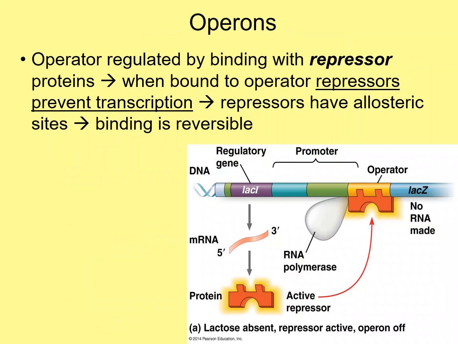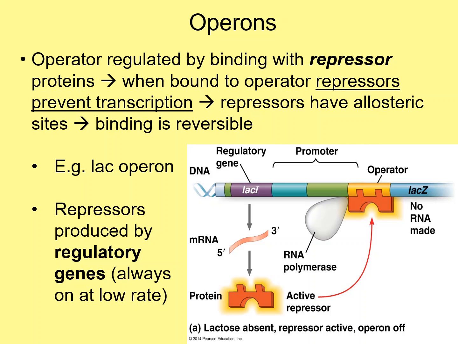Okay, so as I mentioned, we're regulating transcription based on whether the operator is bound to something or whether the operator is free, meaning it's not bound to something. And the something is going to be called a repressor. And if the operator is bound to the repressor, then transcription cannot happen. And again, if the operator is free, then transcription of all of the genes involved in the operon is going to proceed.